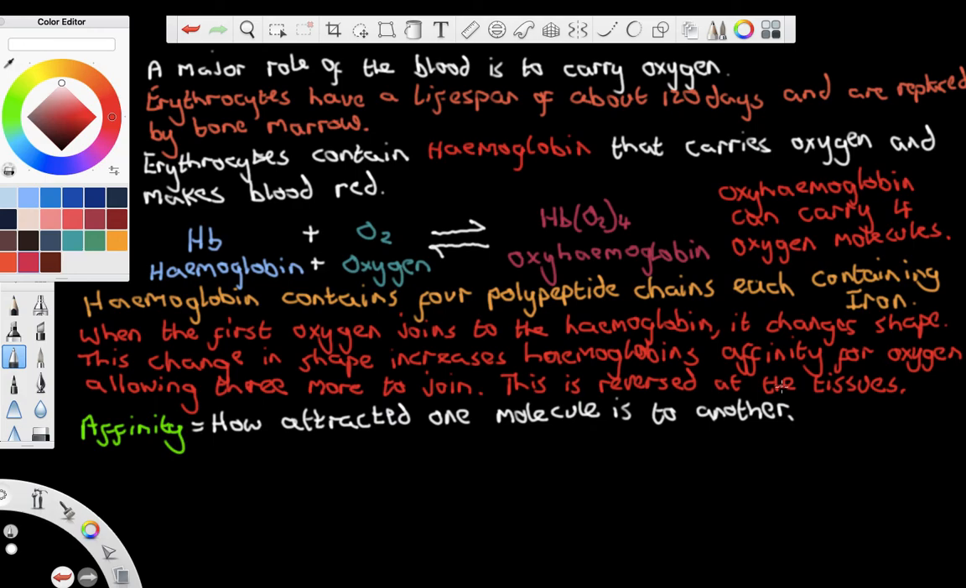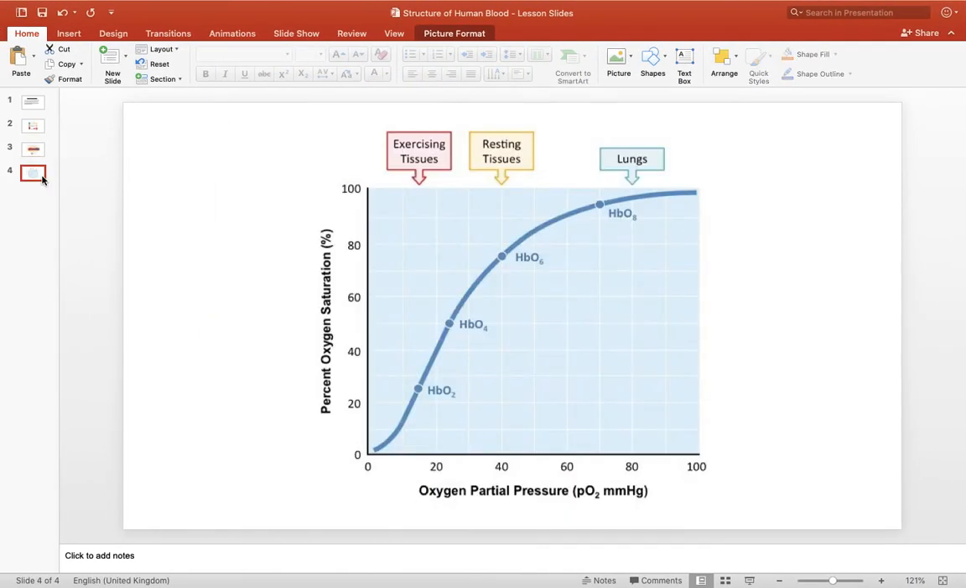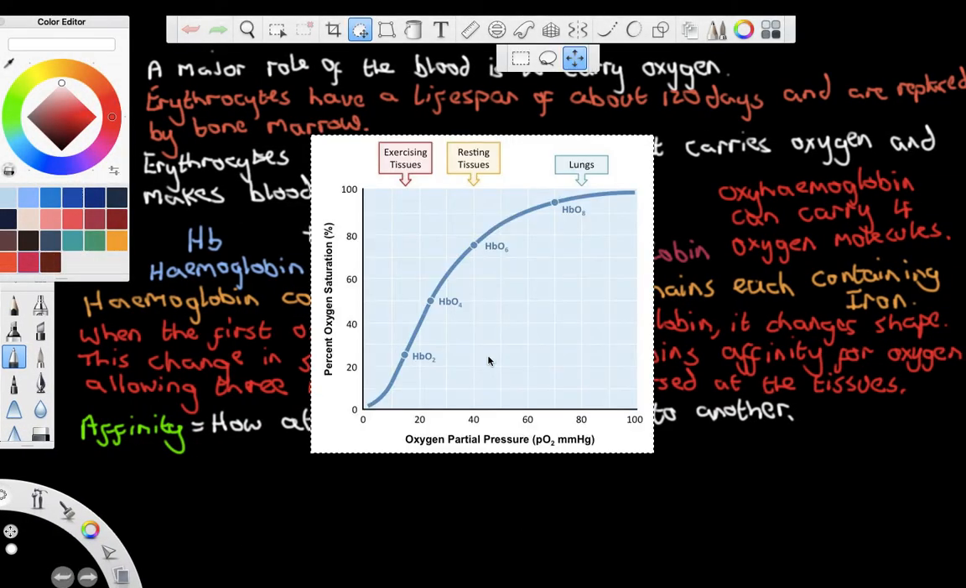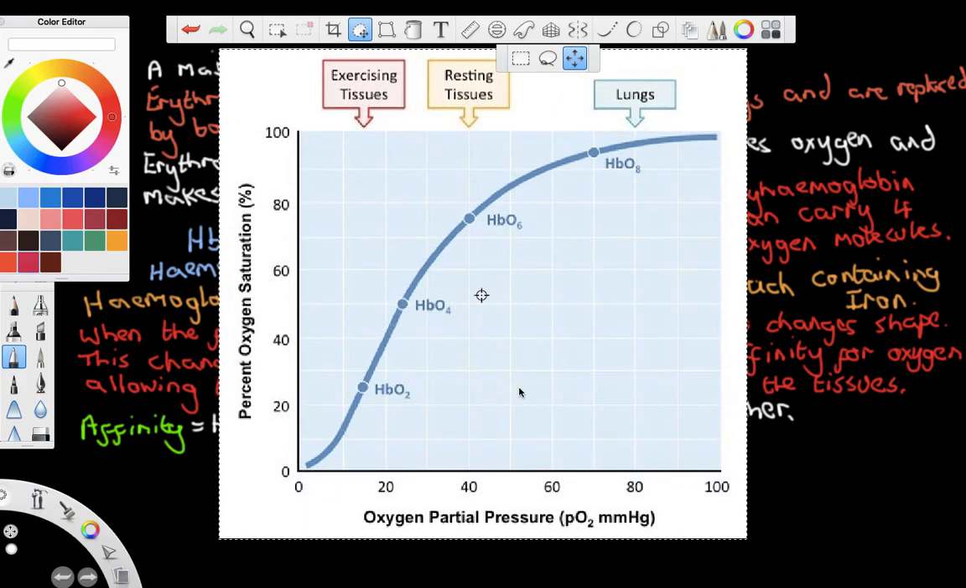Now, you'll hear a lot about what are known as oxygen dissociation curves. Okay? And this is essentially a posh way of showing what we've just spoken about. So, what this is saying is, depending on the amount of oxygen in a given area, will show how much oxygen is taken up by the hemoglobin. Okay?